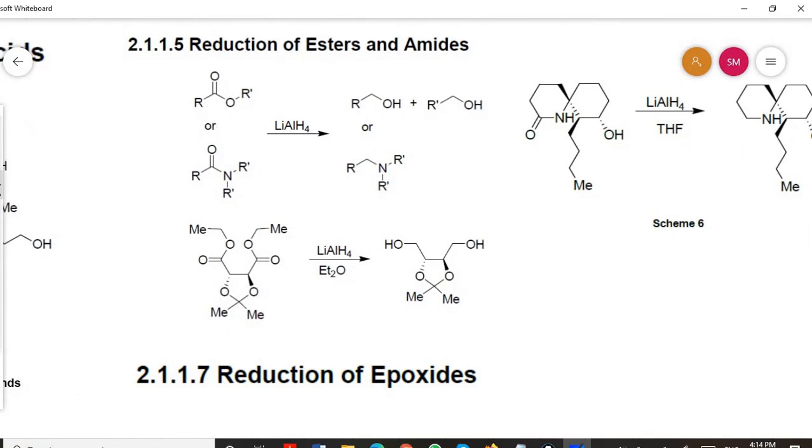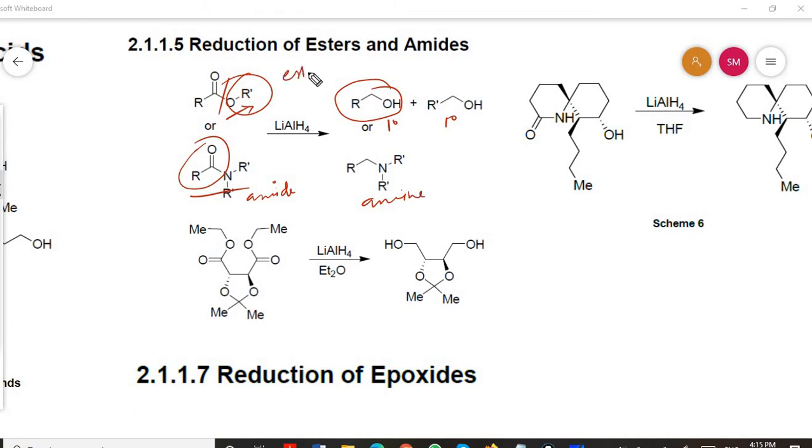reduction of esters and halides. These are oxygen functional groups, which are also converted into alcohols. Esters, if it is broken up, the ketone part is also converted into a primary alcohol, and the alkoxy part is also converted into a primary alcohol. If it is an amide, this part is going to convert into an amine.